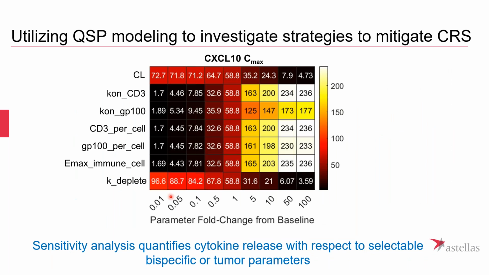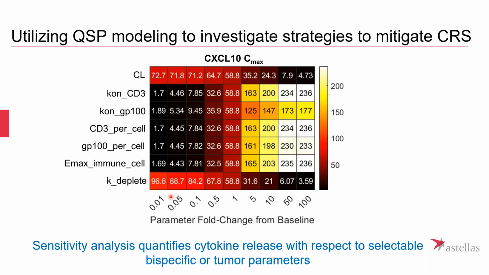The last simulation application that I'll cover is a traditional sensitivity analysis, looking at a couple of different model parameters, doing some fold change from baseline of that parameter value, and seeing how it affects the CXCL10 Cmax that's released. I'm not going to go through this in great detail, but whenever we have these types of models, particularly QSP models, this is a really nice additional application for helping us understand our system, especially when we think about using this model to design future bispecifics that are coming down the pipeline.